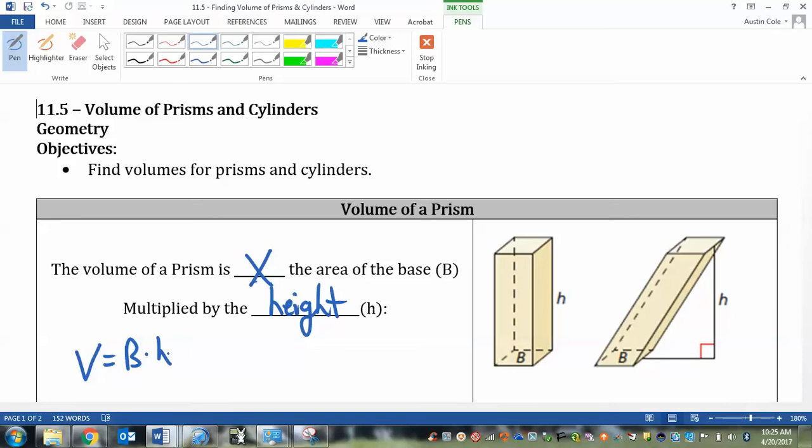Okay? Make sure that the height comes from the perpendicular measure to the floor. It's like when you want to find out how tall you are, right? When they measure your height, you stand up straight, right? You don't measure your height like this. So your height is perpendicular from the ground up to the top.